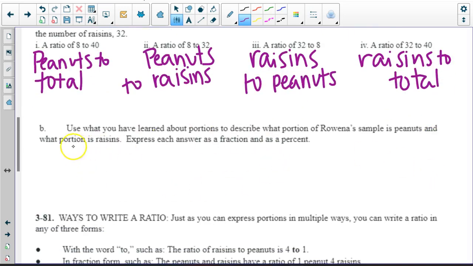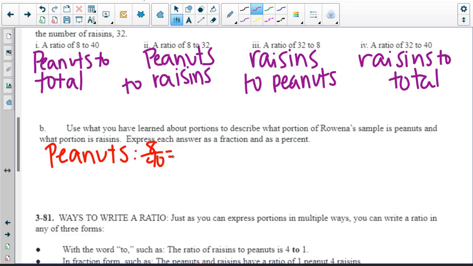For B down here, use what you have learned about portions to describe what portion of Rowena's sample is peanuts and what portion is raisins. So let's start off with peanuts. Her fraction is 8 peanuts out of 40, because we want to know what is the percent out of the entire sample. So that's why we're putting it out of 40.